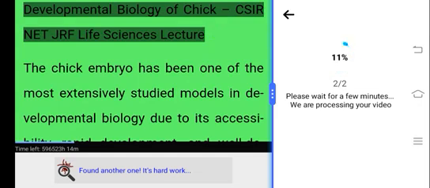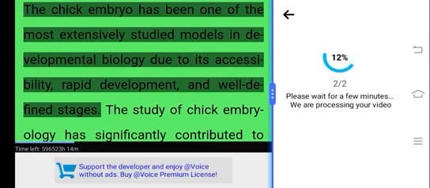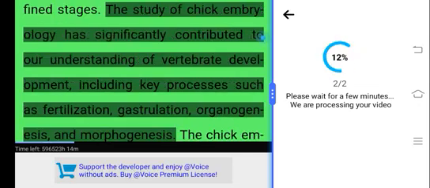Developmental biology of Chick, CSIR-NET JRF Life Sciences Lecture. The chick embryo has been one of the most extensively studied models in developmental biology due to its accessibility, rapid development, and well-defined stages. The study of chick embryology has significantly contributed to our understanding of vertebrate development, including key processes such as fertilization, gastrulation, organogenesis, and morphogenesis.